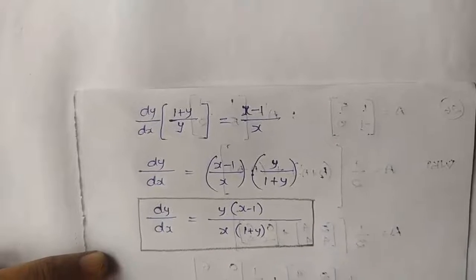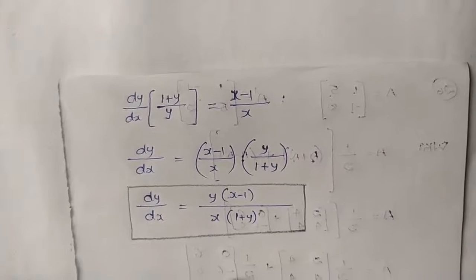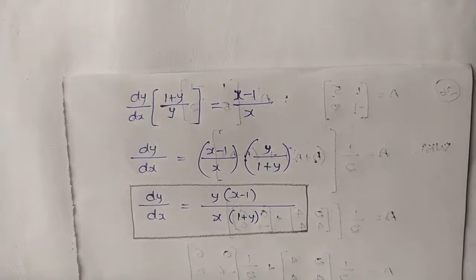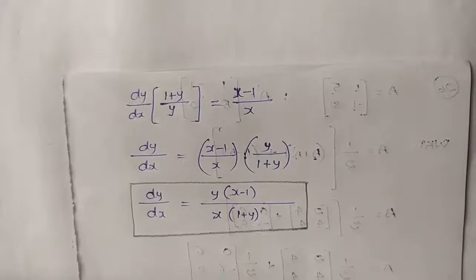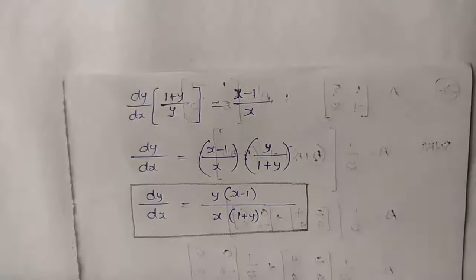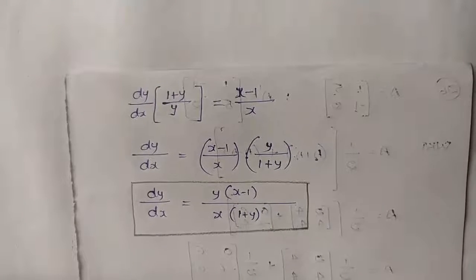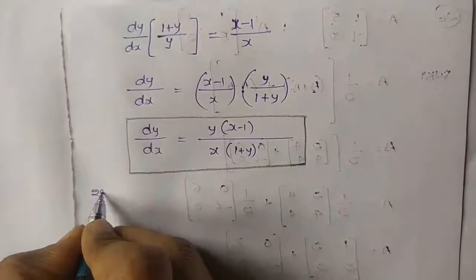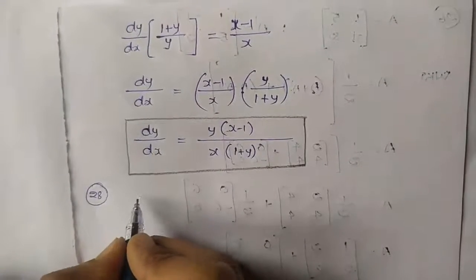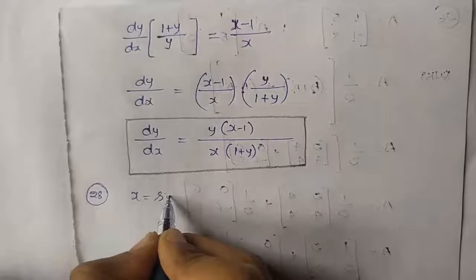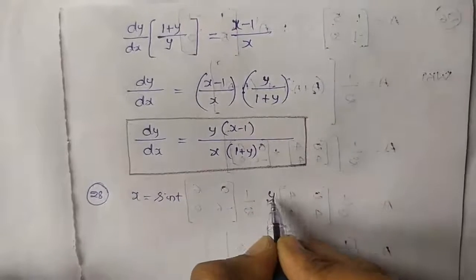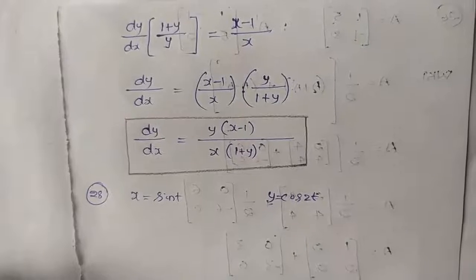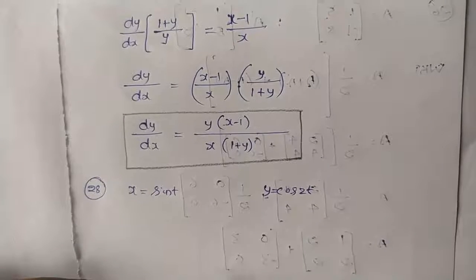Okay, do you understand? Next we will move on to the next question. See the 28th question. X equals sin t and y equals cos 2t. Then prove that dy by dx equals minus 4 sin t.